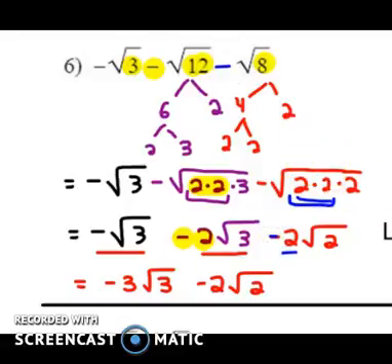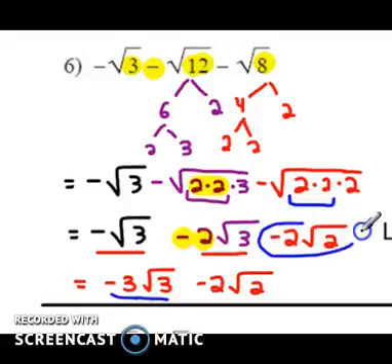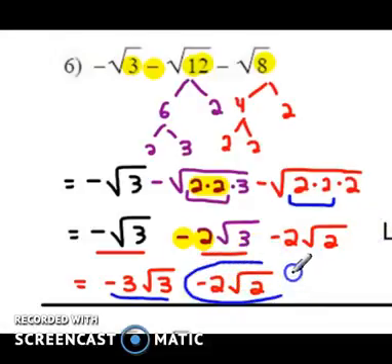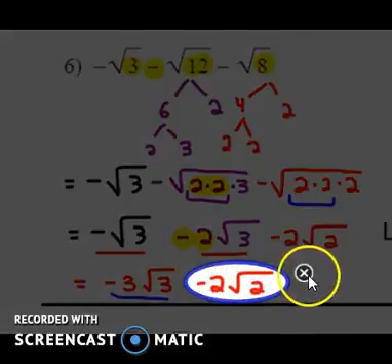So I'm going to combine like terms. I'm going to combine my square roots of 3. So negative 1 minus 2, that's how I got negative 3. This term, square root of 2, doesn't combine. That's why I have that in my answer.